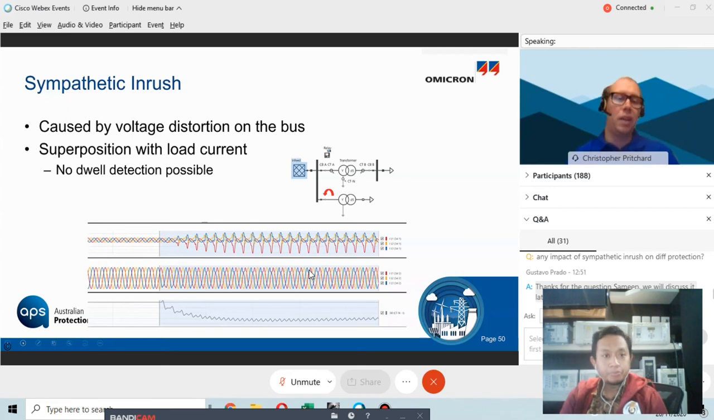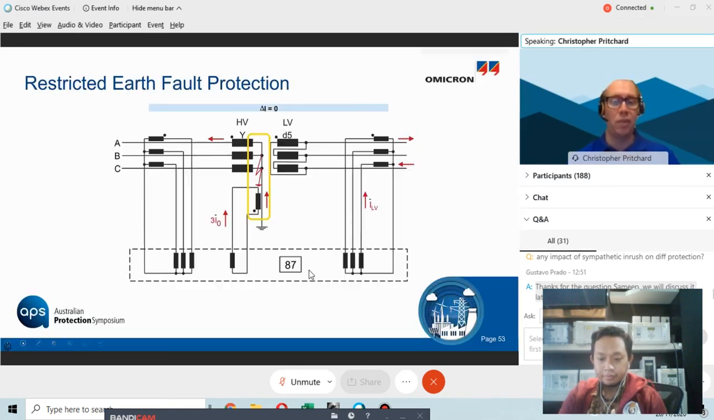So let's leave the transient world of transformer protection and just look at a very simple principle, which is becoming more and more popular lately, so restricted earth fault protection. The reason to apply restricted earth fault protection for most utilities is to reach a higher sensitivity for internal faults inside the transformer. We found out during testing with simulations, it depends a little bit on the fault resistance, etc., but between 5% to 10%.